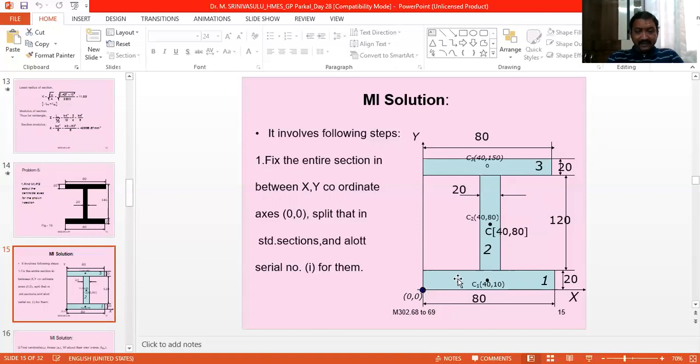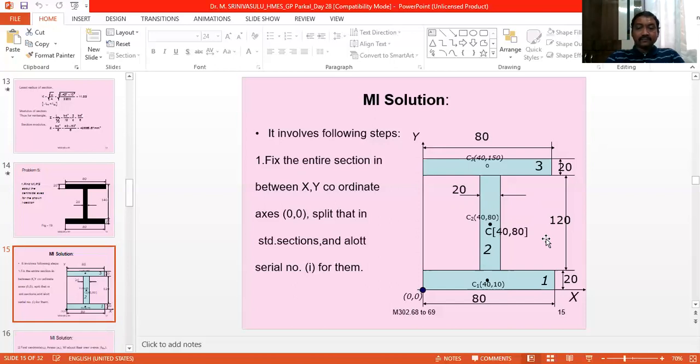And from here, if you see, the half of the AD is the total width of the flange. So the CG will be acting at a distance of 80 by 2, that is 40. The x coordinate is equal to 40 here. And we need to find out the y coordinate. Then after that, we have to find out the Ixx and the Iyy about the central axis. And then we need to find out the radius of gyration also.